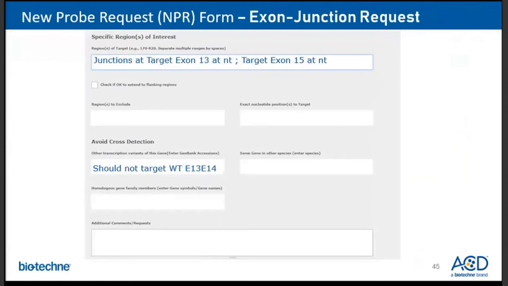And then we would target the junctions at target exon 13 at nucleotide, and then target exon 15 at the nucleotide as well. And so it should not target wild type E13, E14. So the customer wants to let us know that we should not target the wild type E13, E14. And this probe is in our catalog as a basecode probe for human MET E13, E15.